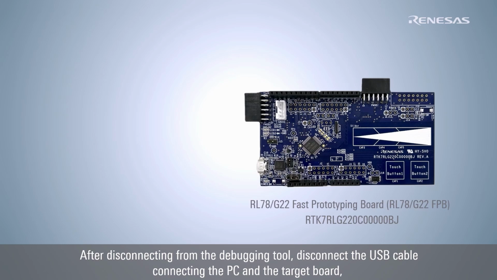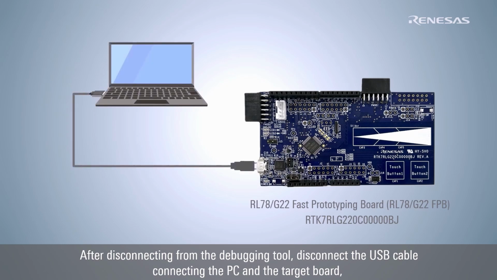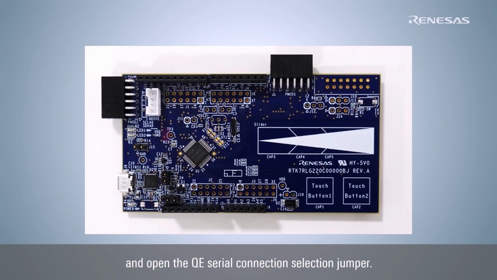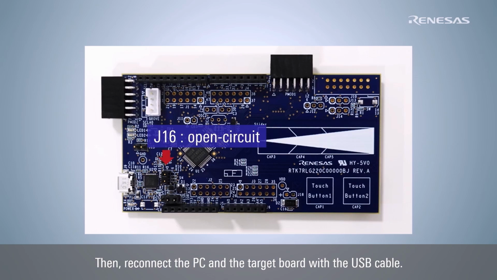After disconnecting from the debugging tool, disconnect the USB cable connecting the PC and the target board, and open the QE serial connection selection jumper. Then, reconnect the PC and the target board with the USB cable.